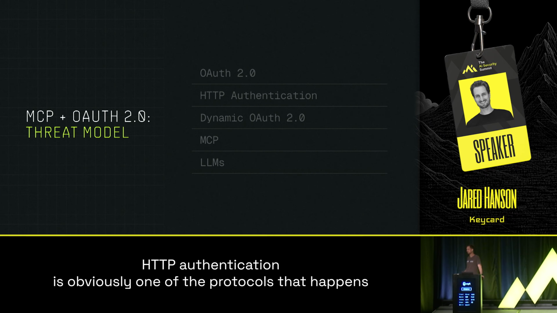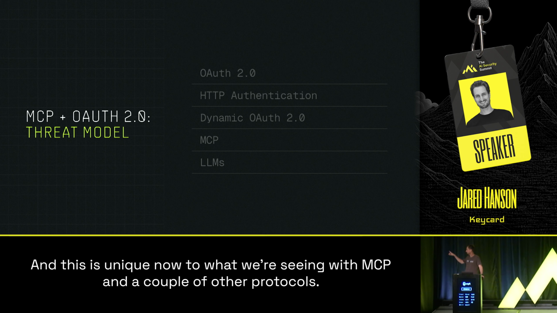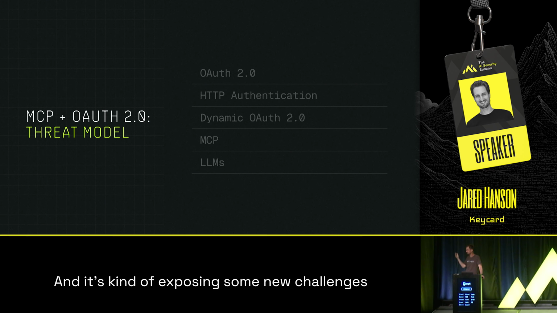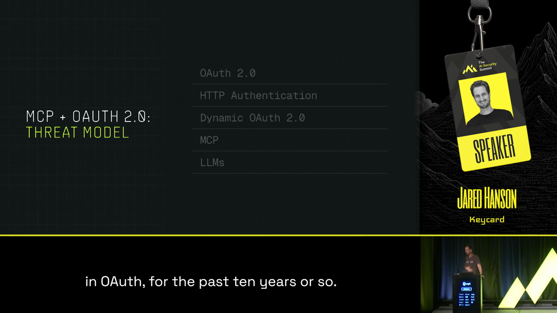HTTP authentication is obviously one of the protocols that happens underneath the hood after access tokens get issued. And then dynamic OAuth. And this is unique now to what we're seeing with MCP and a couple other protocols. This changes a lot how OAuth interactions happen, and it's kind of exposing some new challenges here, new security things that we haven't really seen before in OAuth for the past 10 years or so.